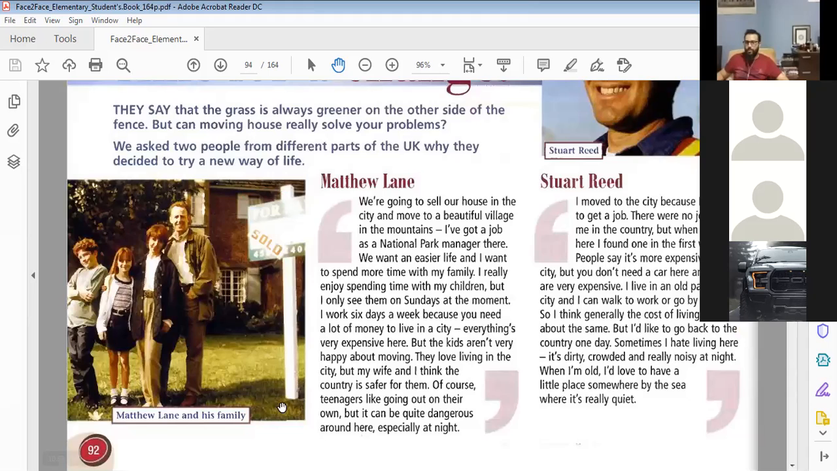Where are they going? To a new house. To the country, in the mountains. Yeah, so they're going to move to the country, to a beautiful village in the mountains. A beautiful village in the mountains, this means countryside, right? Yes. Okay.